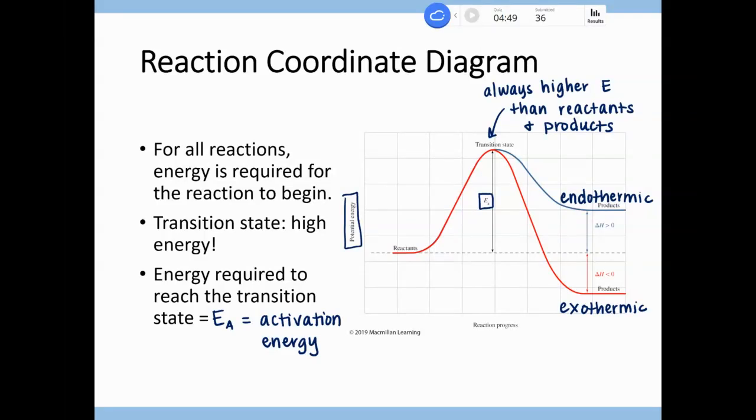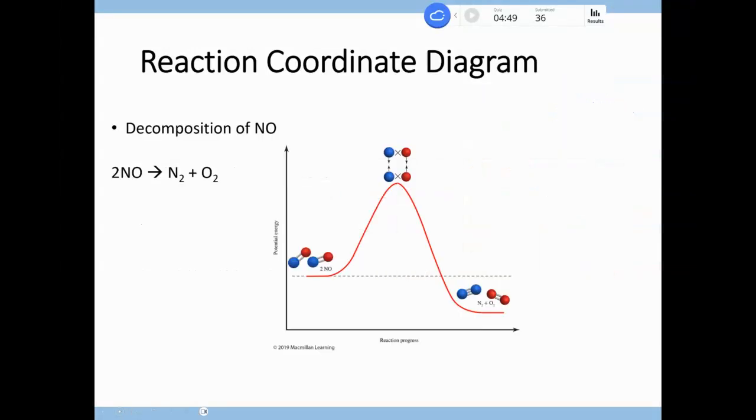All right, let's talk about a real reaction here. This is the decomposition of NO. I don't know if you remember, really early in 1070, we talked about different reaction types. It feels like forever ago. But decomposition was one of them. So we're starting with NO, nitrogen monoxide, and that reacts to form dinitrogen, N2, and dioxygen, O2.